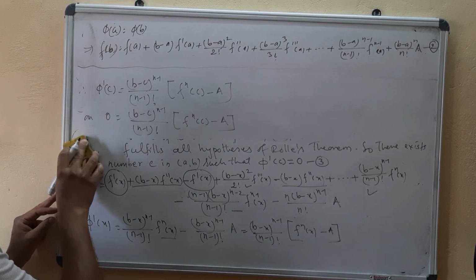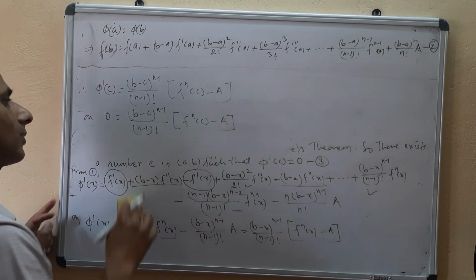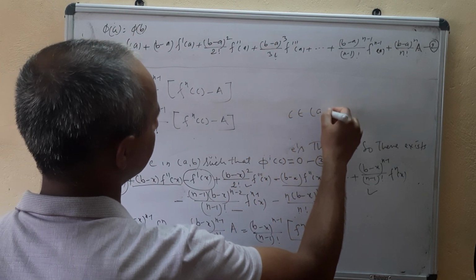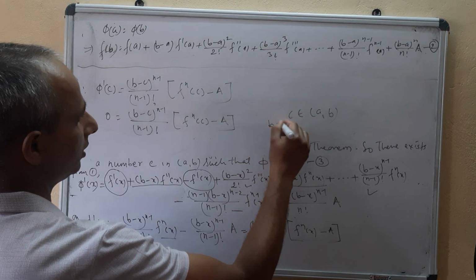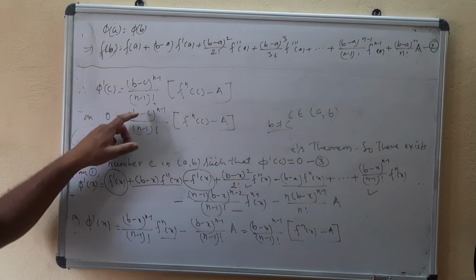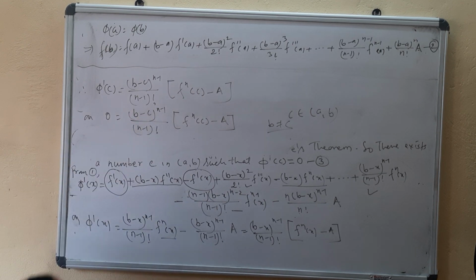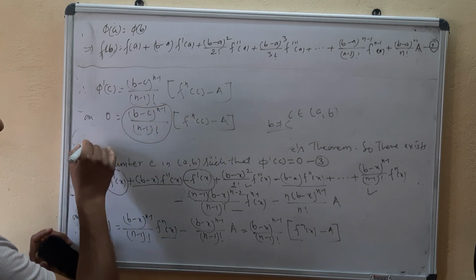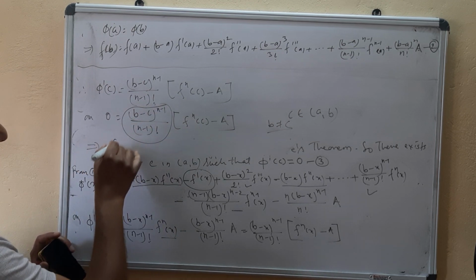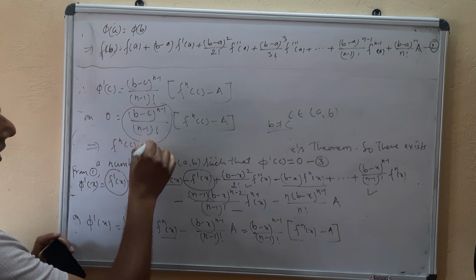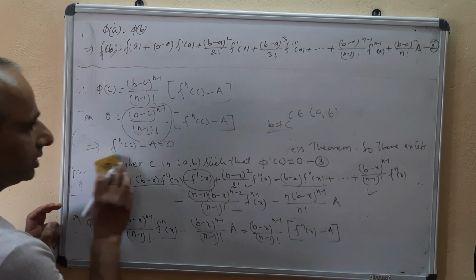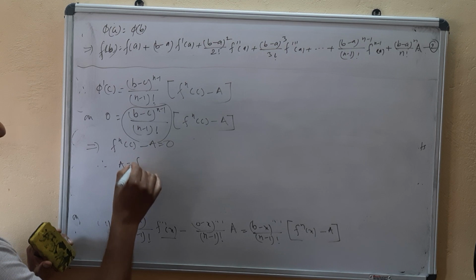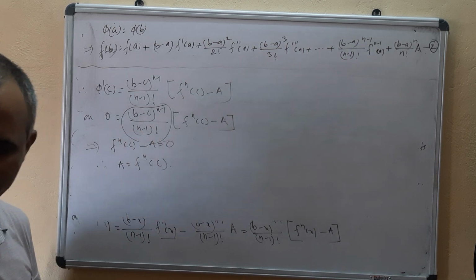Then we have chosen c in such a way that our c lies in the open interval (a, b), so b and c can never be equal, so b minus c is never equal to 0. So you can conclude that this term never vanishes. This is never equal to 0. Means what should be equal to 0? fn of c minus a must be equal to 0. Means you'll get a equals fn of c. We got the value of a.